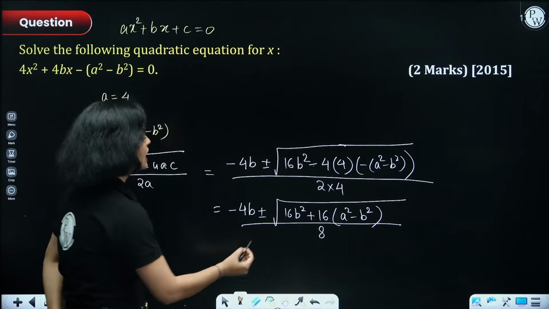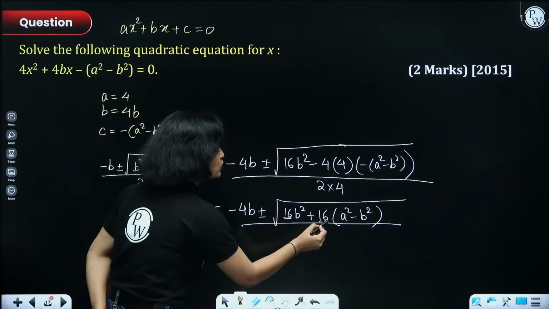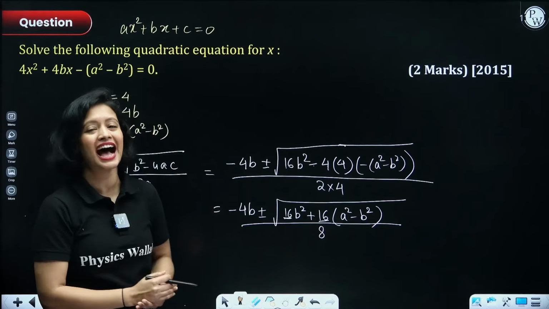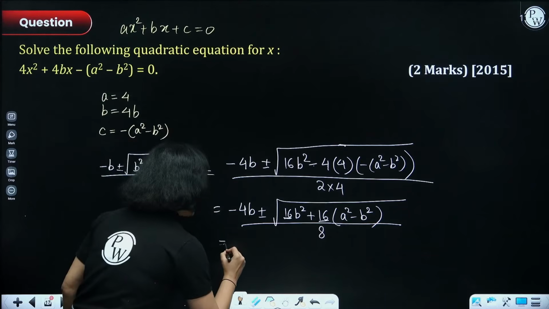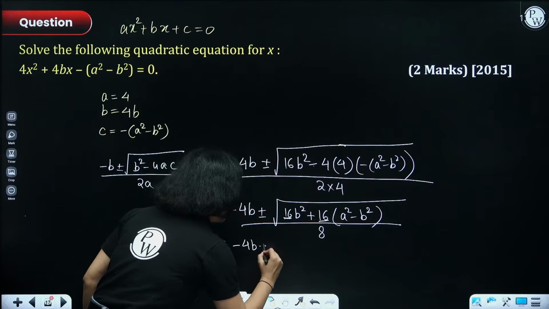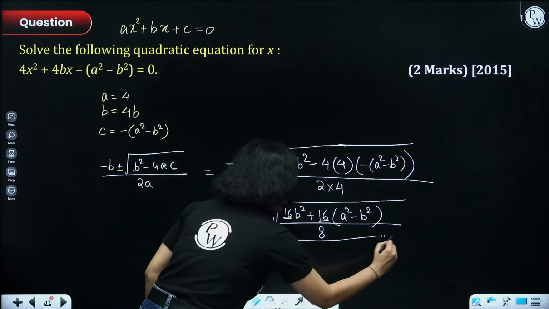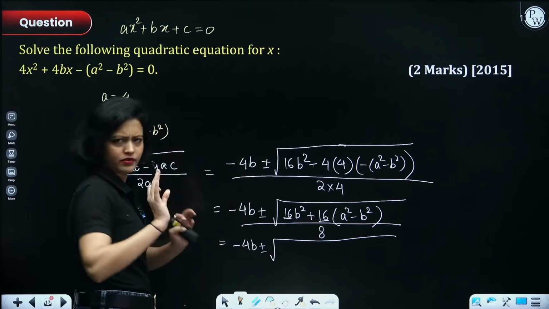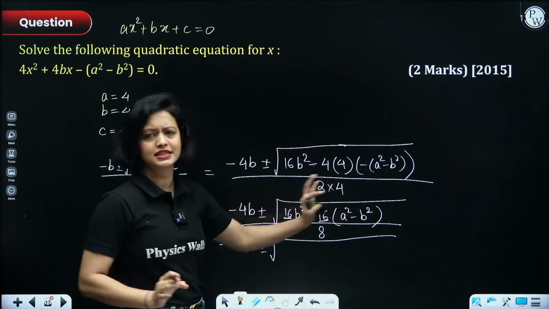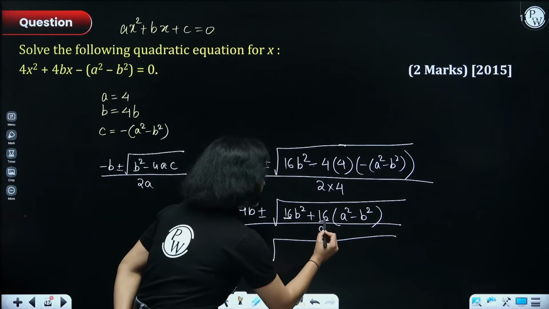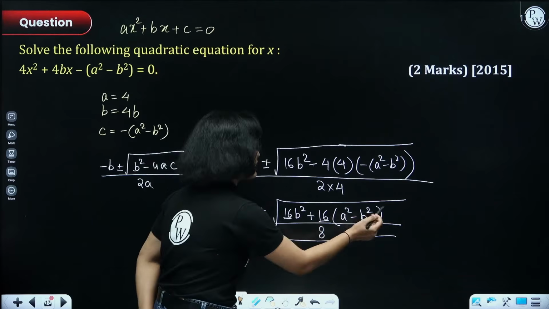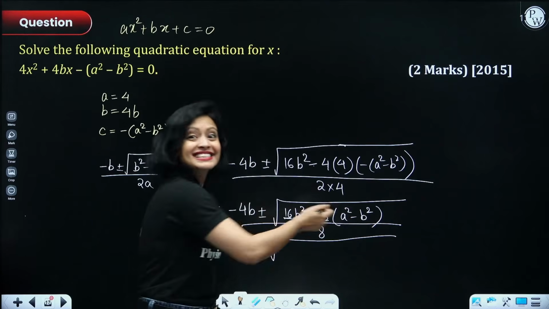Okay, now can you see that 16 is common in both of these, right? So we can bring 16 out, right? So what we will have? We'll have minus of 4b plus minus under root of, or before bringing 16 out, let's just see that if I multiply 16 inside this bracket here, I'll get 16a square minus 16b square, right?